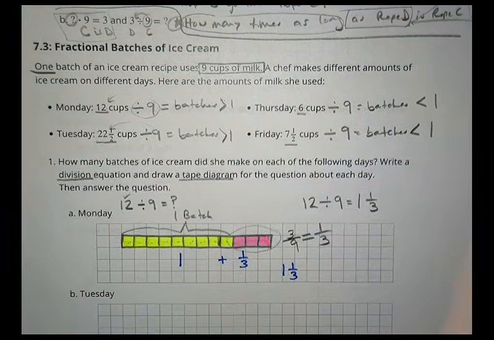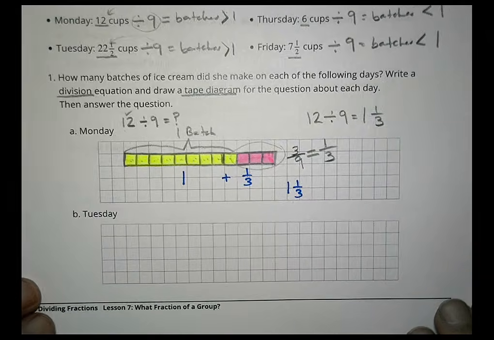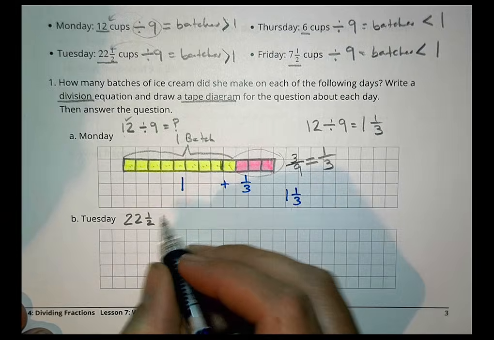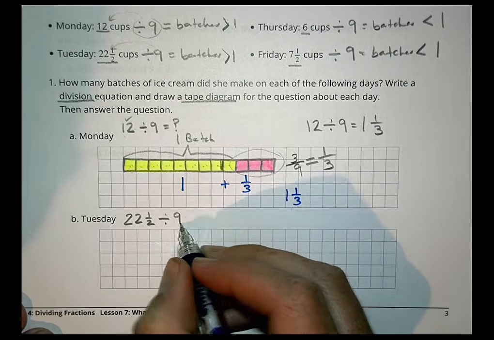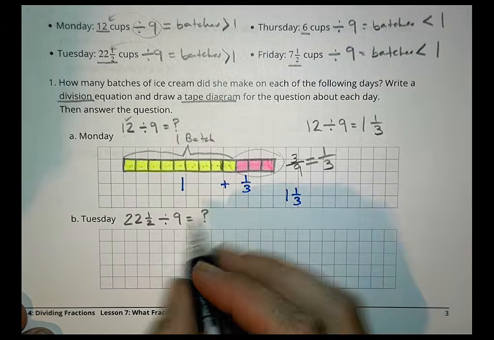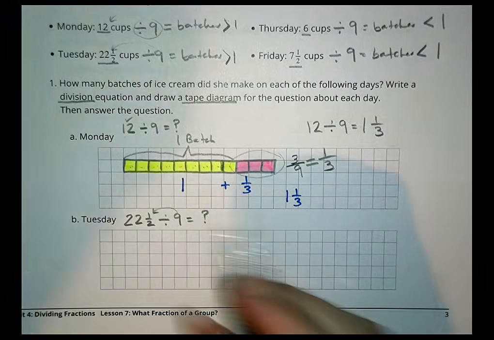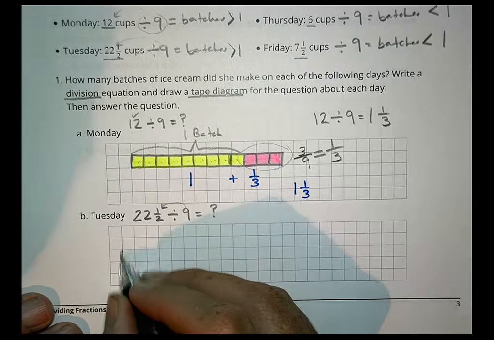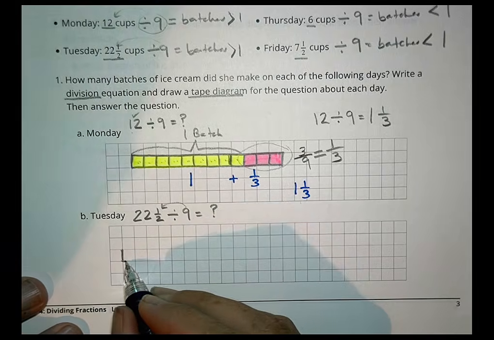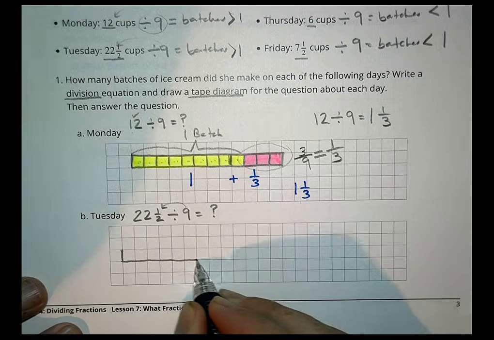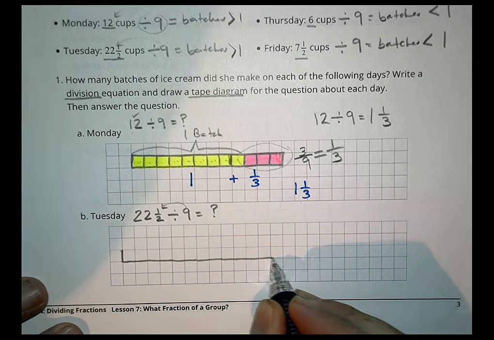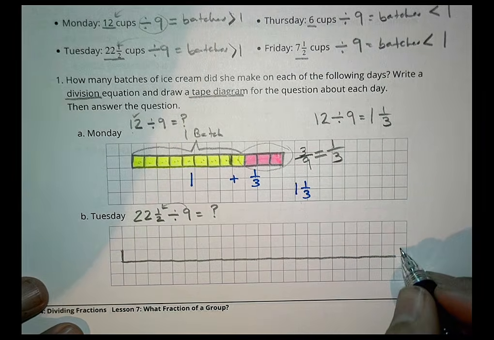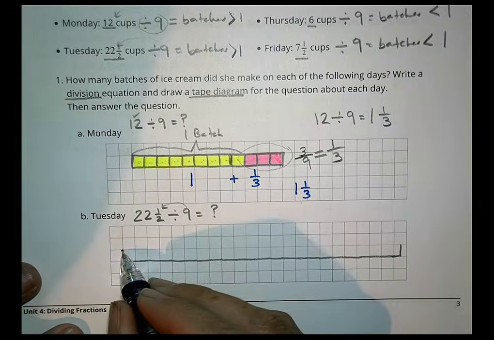Let's take a look at Tuesday. Tuesday is where it starts to get a little bit shaky, okay? So we know we're going to have 22.5 cups divided by 9. And what we're trying to figure out then is how many groups of 9 are in 22.5. Alright, so that's not quite as nice, is it? So let's make 22. We're going to go out here and we're going to go 1, 2, 3, 4, 5, 6, 7, 8, 9, 10, 11, 12, 13, 14, 15, 16, 17, 18, 19, 20, 21, 22.5. Alright, all the way out to there.